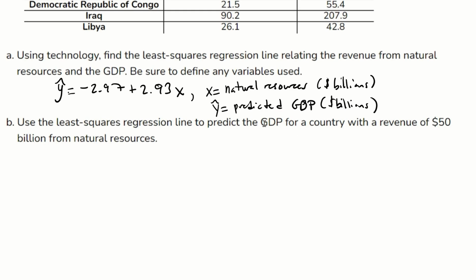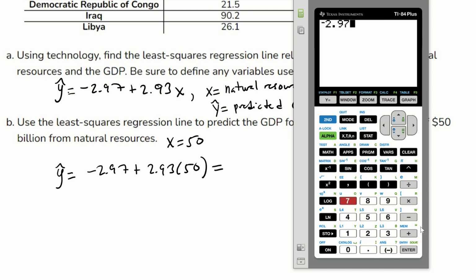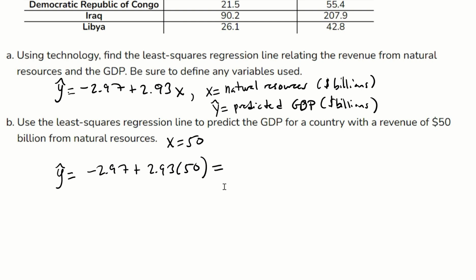Using the least squares regression line to predict the GDP for a country with a revenue of $50 billion. So that means that x is equal to 50. Okay, so we're going to plug in 50 into this model. Okay, so we plug that into there. Okay, so we get 143.53 billion. $143.53 billion. All right, so that takes care of number 24.